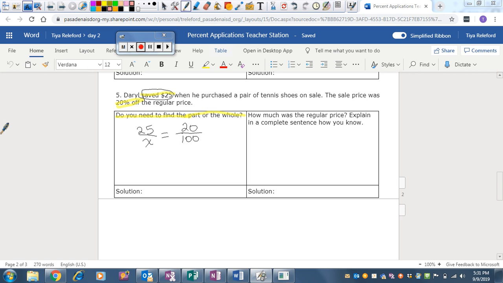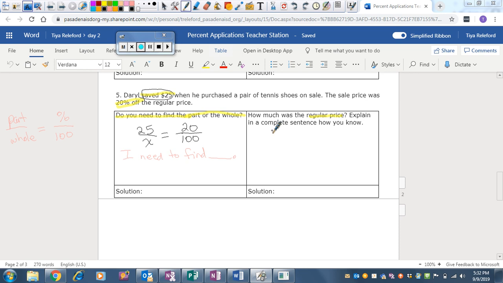Well, what did you write? Part over whole equals percent over 100. So make sure you put that in a sentence. I need to find... The next one says, how much was the regular price? If you solve this proportion, you will have the regular price.